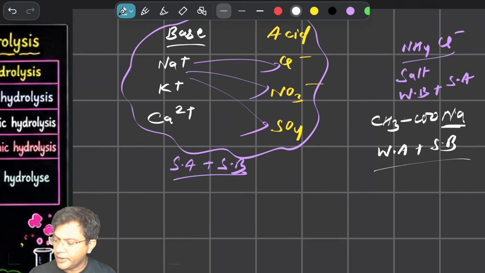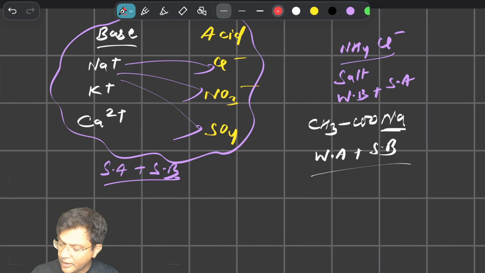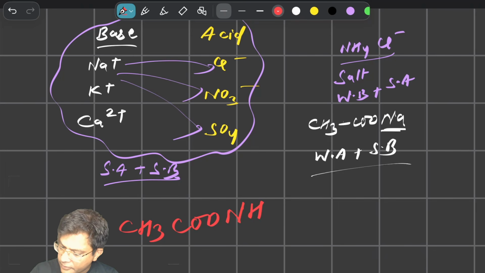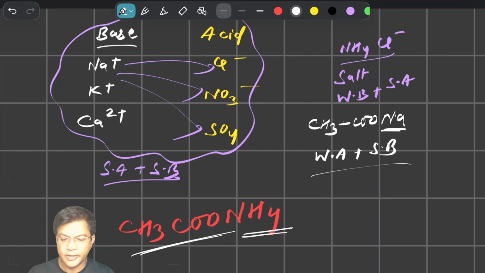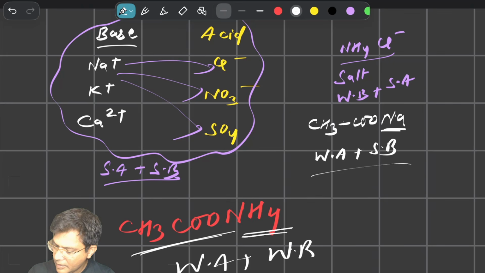Anything missing from here? Like for example, if I say CH3COONH4, if I write like this, now see, neither acid is strong nor base is strong. That means it is a salt of weak acid, weak base. I hope this much part is clear to all of you.